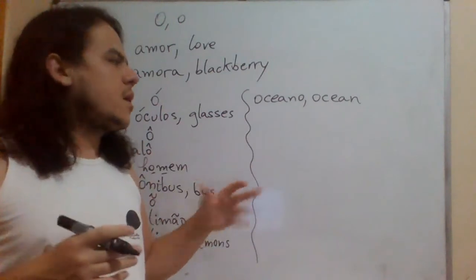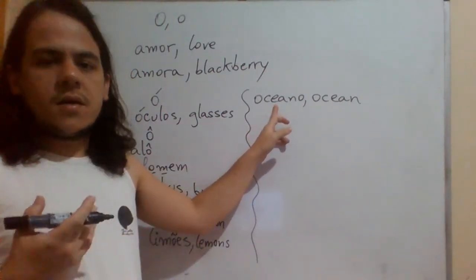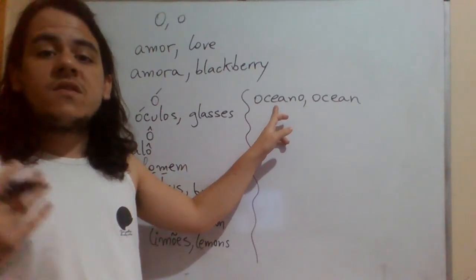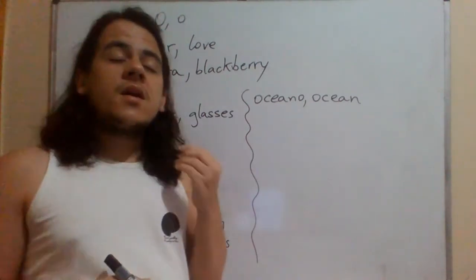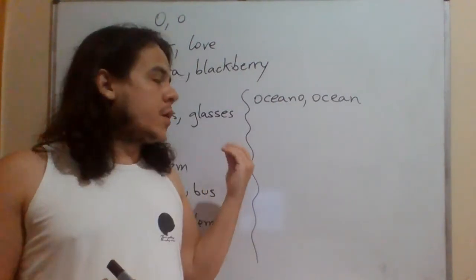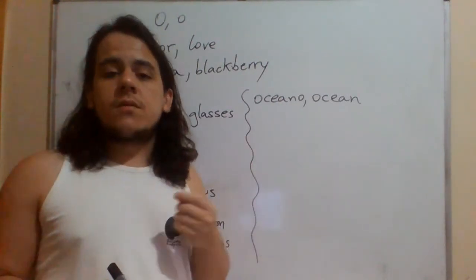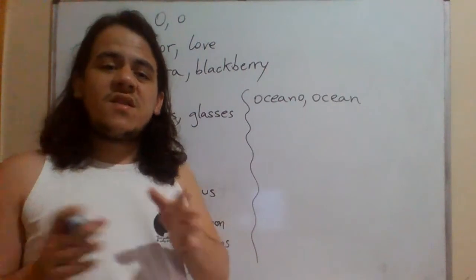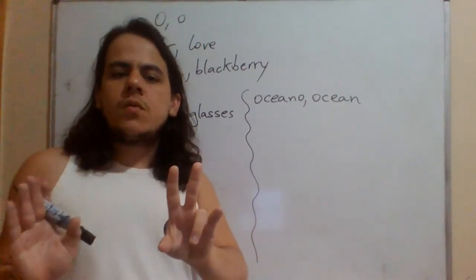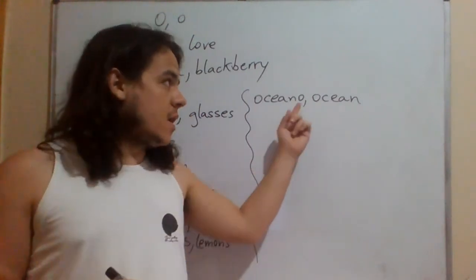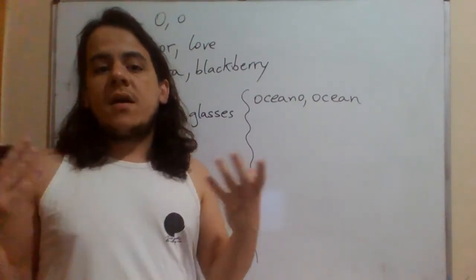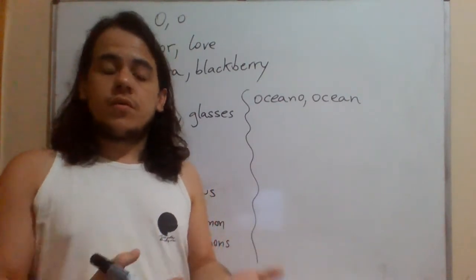Some people can say this letter E with the E sound. For example, oceano. You can hear some people saying oceano, or you can say oceano. Notice the difference, oceano, oceano. They are both natural ways of speaking. And letter O, we tend to make the sound of U, oceano.